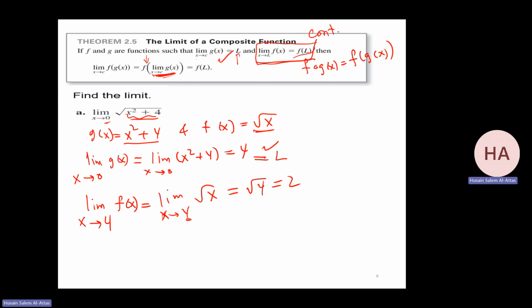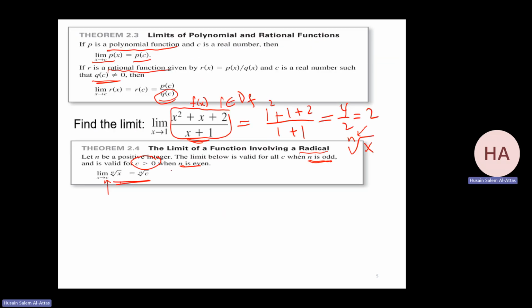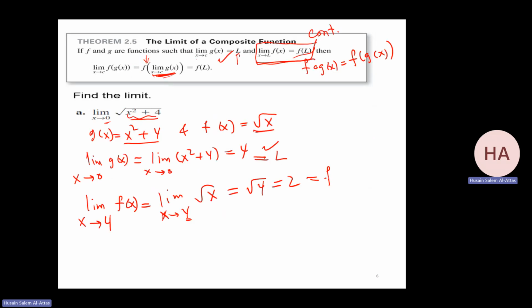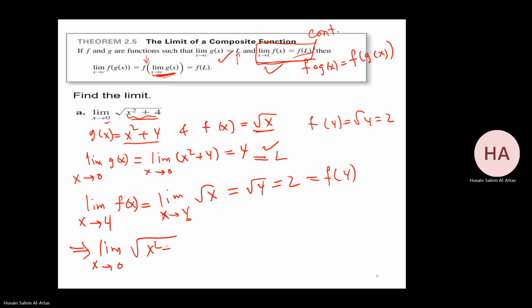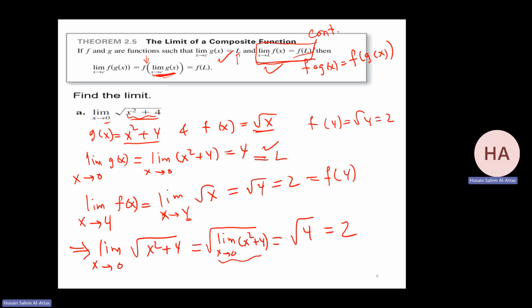So we can apply this theorem, since n is even and c is positive, 4, which is equal to f of 4. What is f of 4? Square root of 4, which is the same thing, 2. So this condition also is fine. So the limit as x goes to 0 of this one, I can take the limit inside the square root. That would be square root of the limit as x goes to 0 of this. Now I can do the calculation. This limit is 4, so that will be square root of 4, which is 2. That will be the answer.